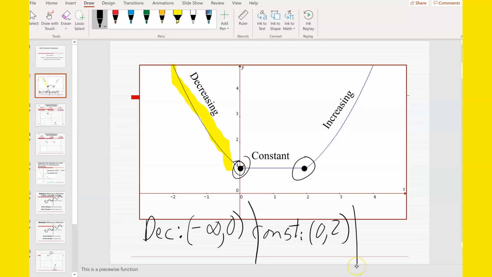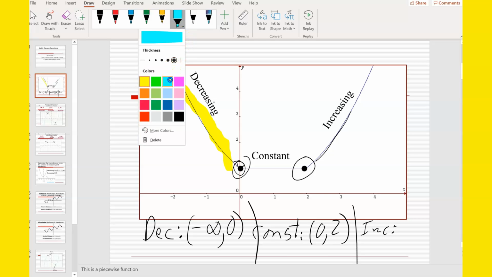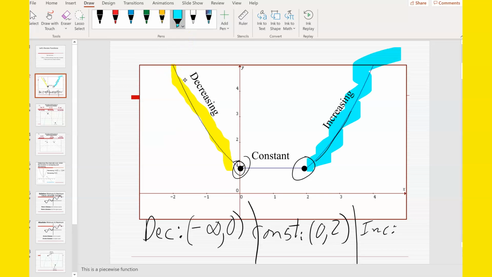All right. And lastly, we say it's increasing from there to where? Well, all the way, forever. Well, how far is forever? To infinity. So from what to what? From 2 to infinity.